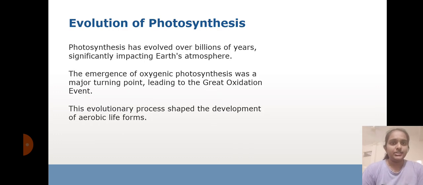Evolution of photosynthesis. Photosynthesis has evolved over billions of years, significantly impacting Earth's atmosphere. The emergence of oxygenic photosynthesis was a major turning point leading to the Great Oxidation Event. This evolutionary process shaped the development of aerobic life forms.